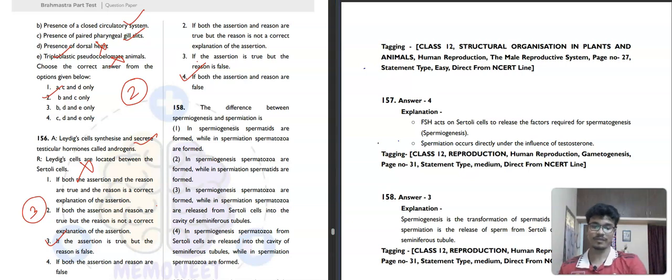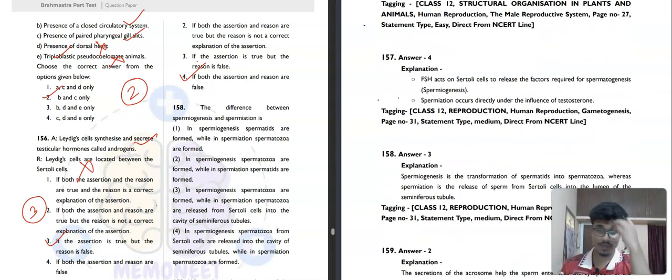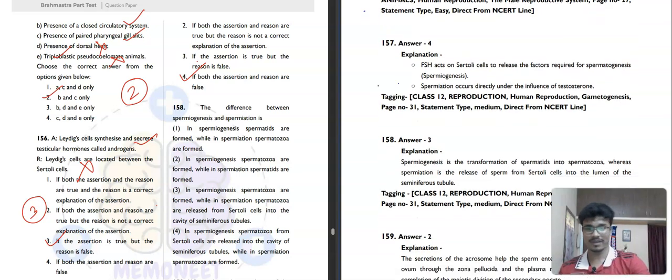Question number 158. A difference between spermiogenesis and spermiation is. It is a very hot topic question. Many people confuse it. I also used to get confused when I was young. Spermiogenesis means the transformation of a spermatid to a spermatozoa. This is spermiogenesis.